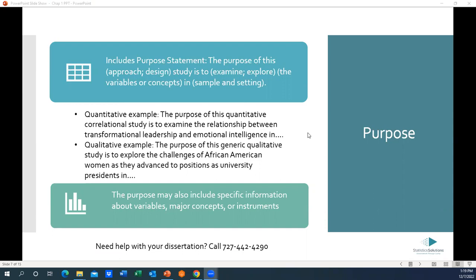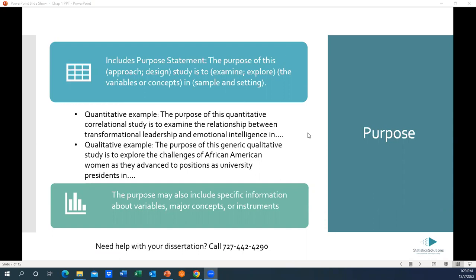And let's look at that example. So it's the same kind of recipe, just different details, right? The purpose of this generic qualitative study, that's kind of the approach and the design, is to explore the challenges of African-American women as they advance to positions as university presidents in the Southwest, or wherever your sampling is and wherever your setting is.